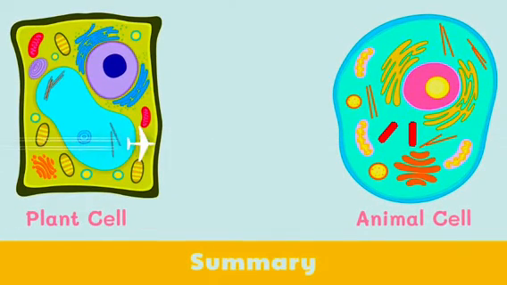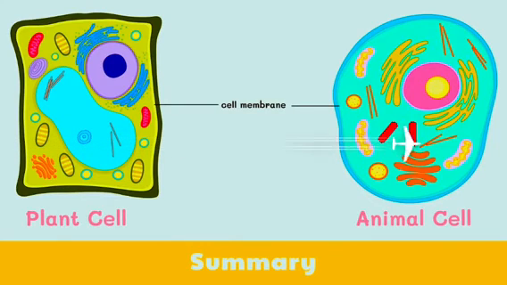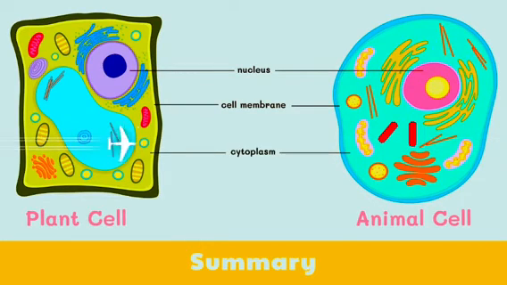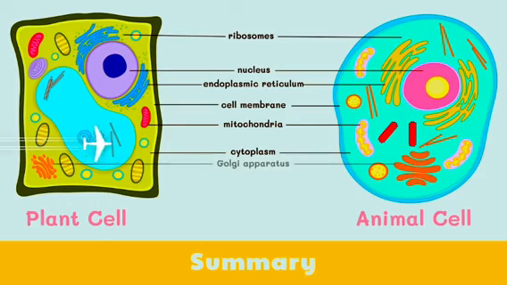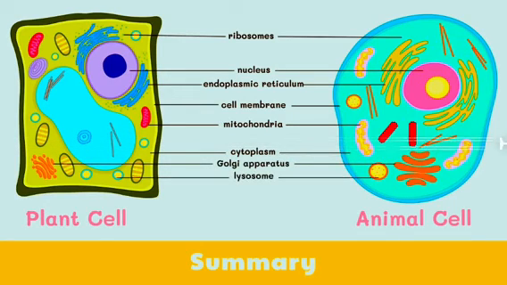Alright, as a recap, here are all the organelles that we talked about. The three basic components of the cell are the cell membrane, nucleus, and cytoplasm. Within the cytoplasm are the organelles, which are the mitochondria, ribosomes, smooth and rough endoplasmic reticulum, Golgi apparatus, lysosomes, and not seen in the illustration of the animal cell is the vacuole. Those are the very basic organelles of the cell.